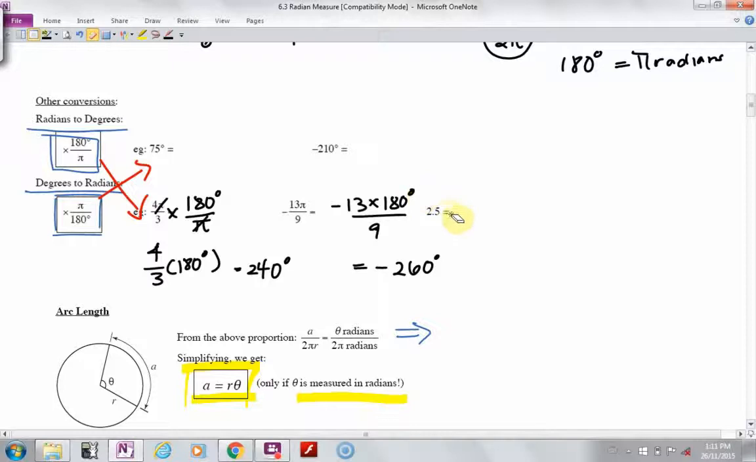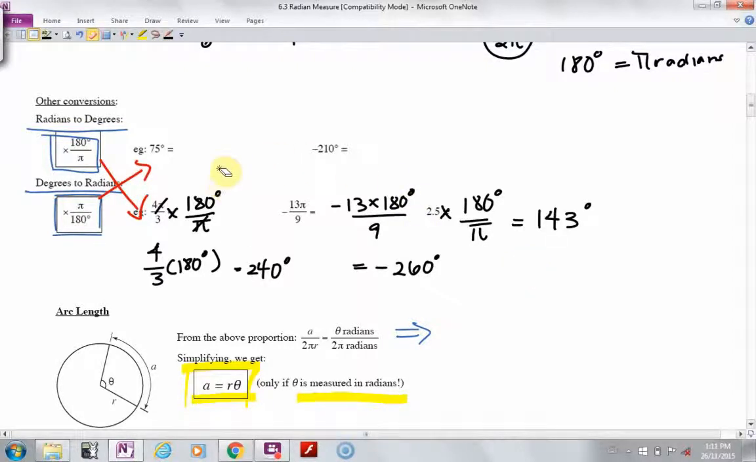Okay. Now, in this example, when there's no pi, we can't use the shortcut. We have to use the conversion factor. So we have to multiply by 180 degrees divided by pi. And we just put it into our calculator, 2.5 times 180 divided by pi, and you get 143.24, whatever it is. Okay, everybody okay with that?